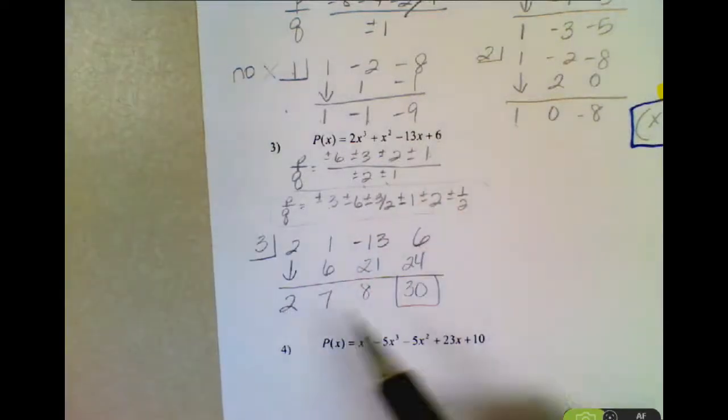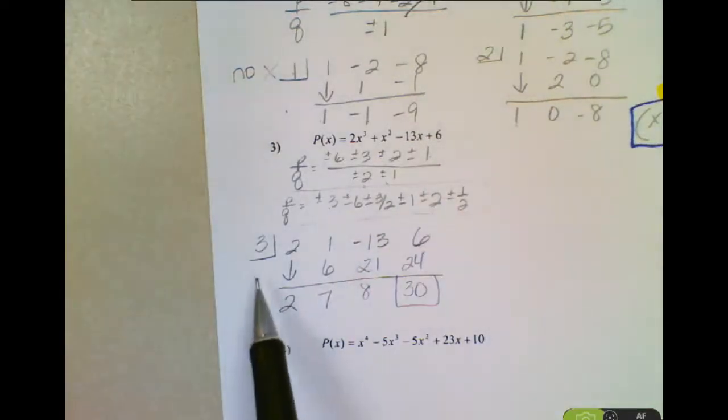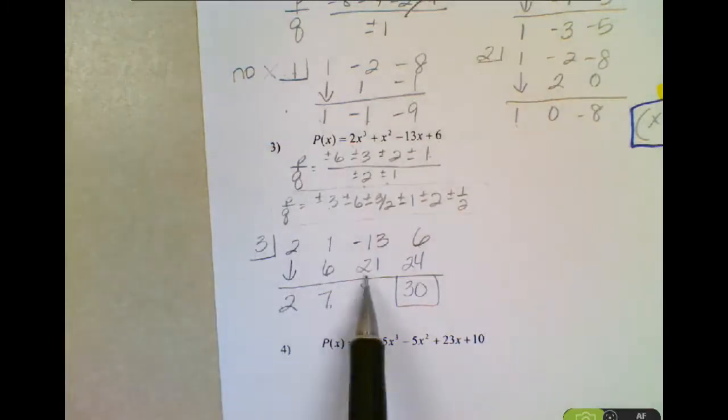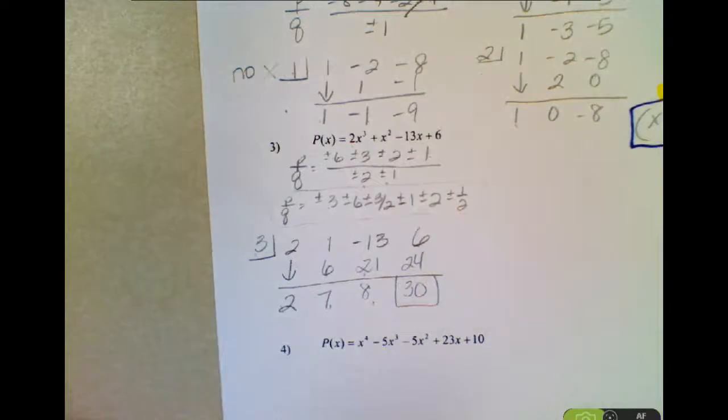So that's not going to be 1. Let me just double check my math on that, because I did that pretty quick. 3 times 2 is 6. 1 plus 6 is 7. 7 times 3 is 21. That gives me 8. 24. Okay, so that's good. So this is not going to be a solution.